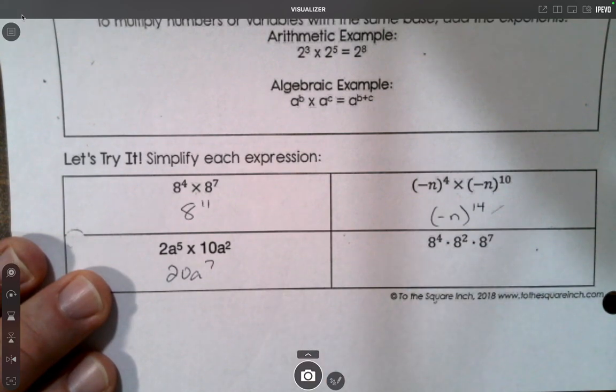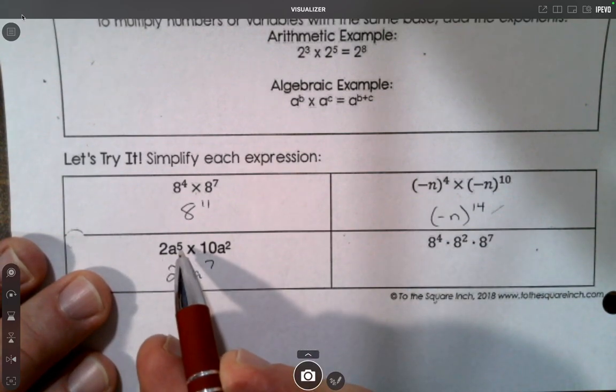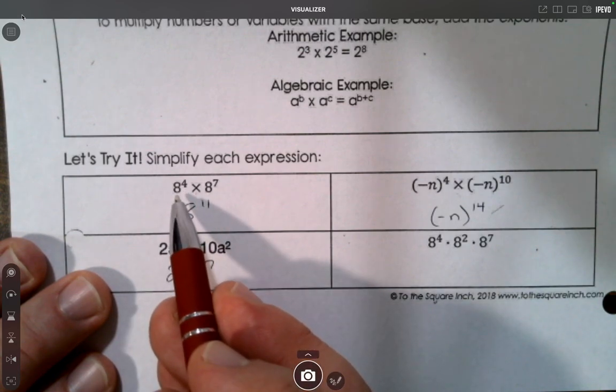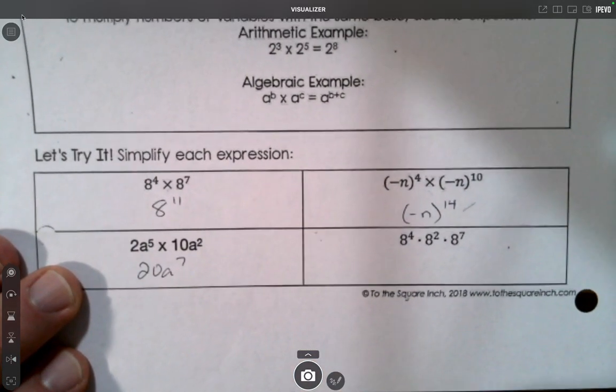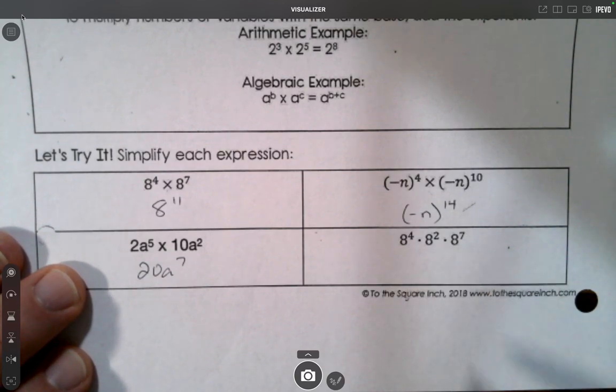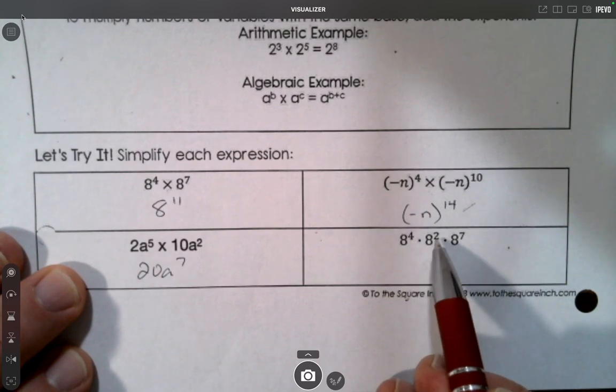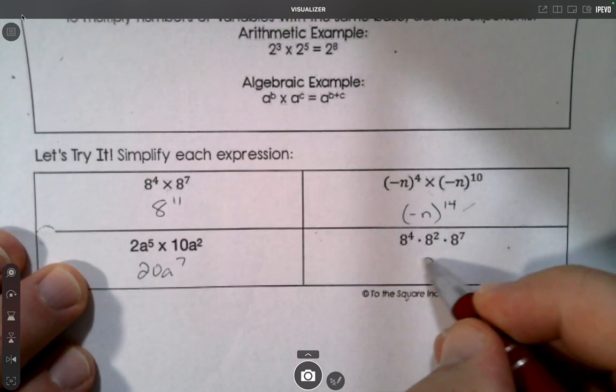So make sure you're careful about coefficients where the exponent does not apply to them, and bases where it's the number the exponent does apply to. Okay, here, now yes, there's three pieces or three terms. We still just add them together. 4 plus 2 is 6. 6 plus 7 is 13.